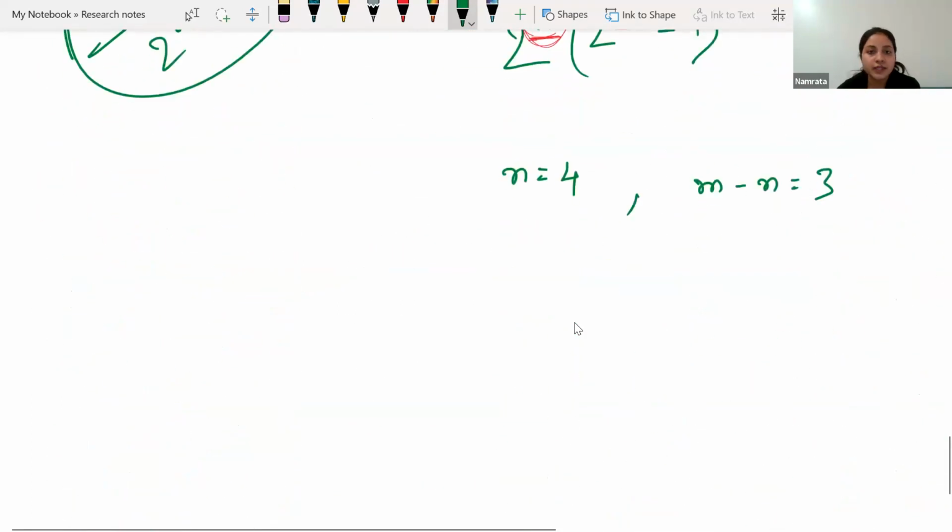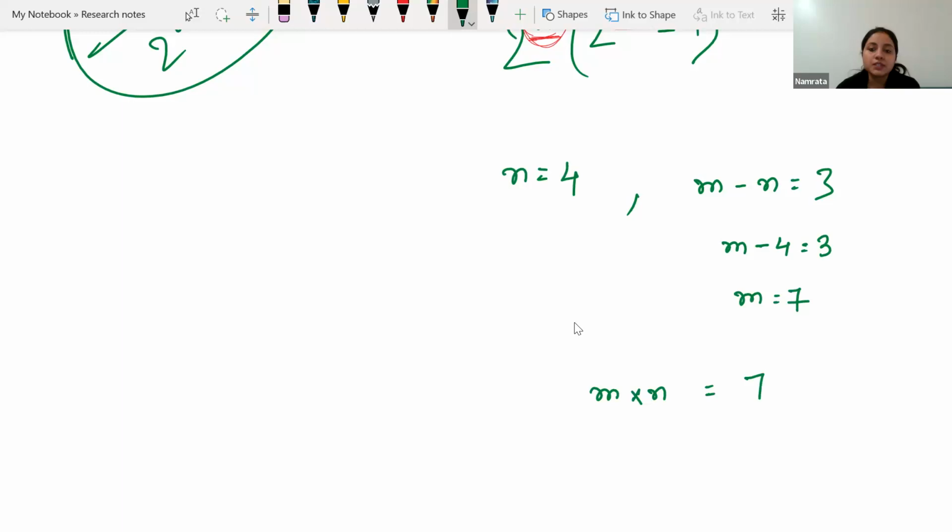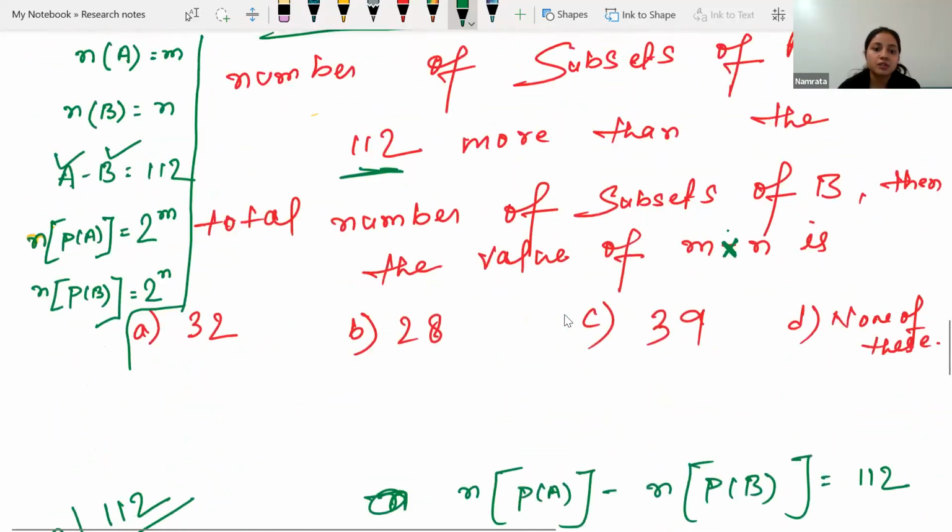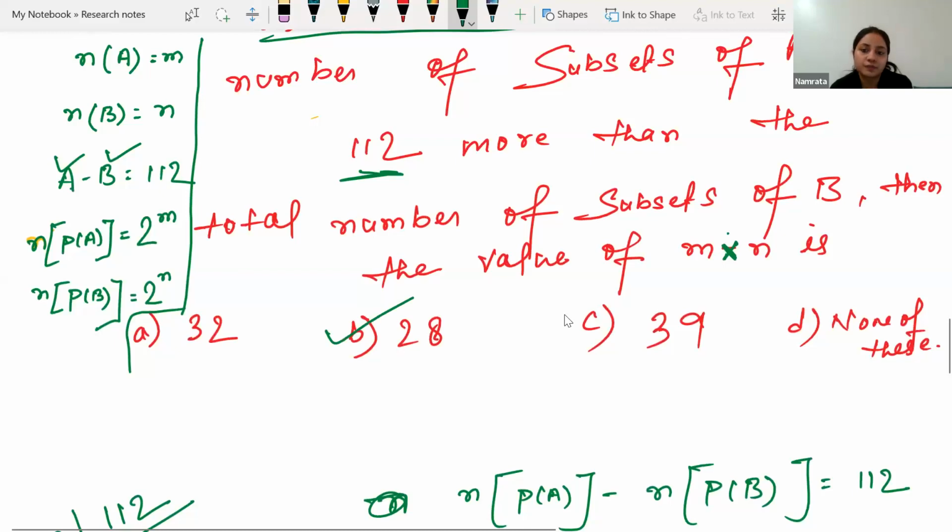So yes, we need to find m also. So n is 4, so m minus 4 is equal to 3, so m will be 7. And if we have to find the product of the two, that means 7 into 4, that means 28. 28 is the right option. This one is the right option. Okay.